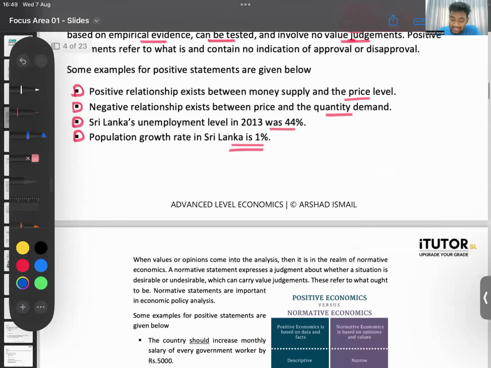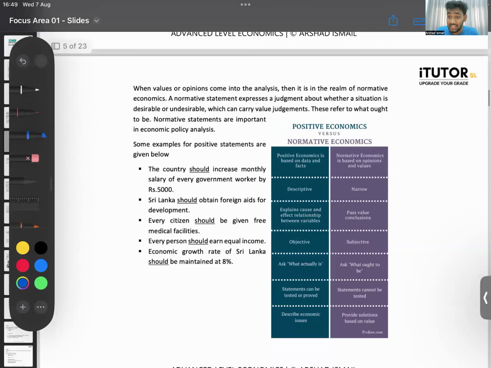Then what are normative statements? Normative statements are personal judgments, opinions of people. So when values or opinions come into analysis, that is called normative statements. These are about what should happen, what ought to happen. You see examples. The country should increase the salary of every government salary worker by 5,000. What do you all think? Should they or should they not?